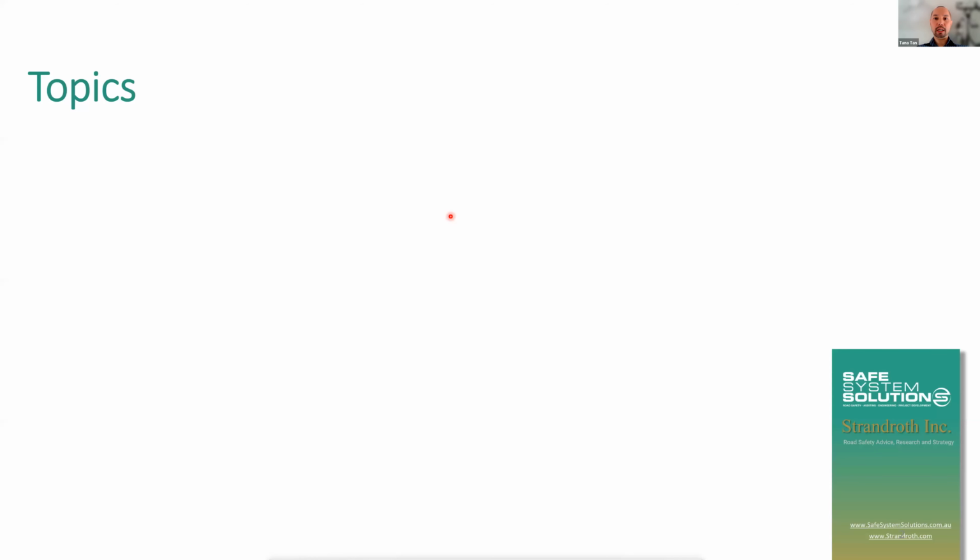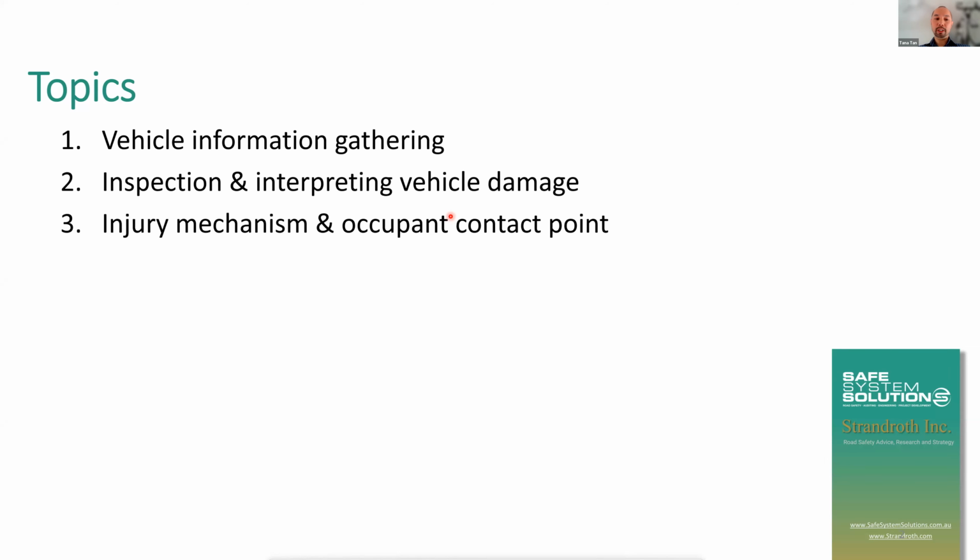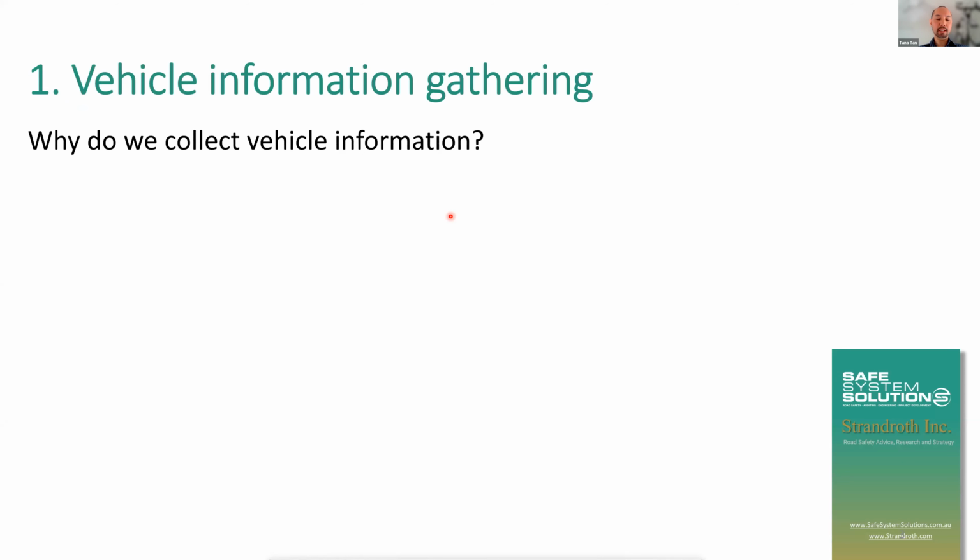The topics I'd like to cover in module 3.1 are vehicle information gathering. How do we gather vehicle information? How to inspect and interpret vehicle damage. And then we'll go briefly into injury mechanisms and occupant contact points within the vehicle. So let's kick off with the very first item: why do we collect vehicle information? Essentially what we need to do is understand what vehicle we're dealing with in a crash.